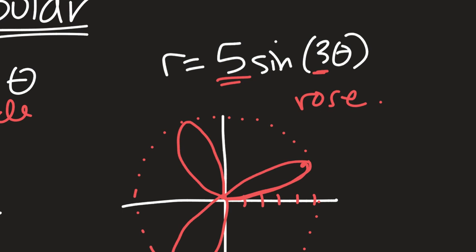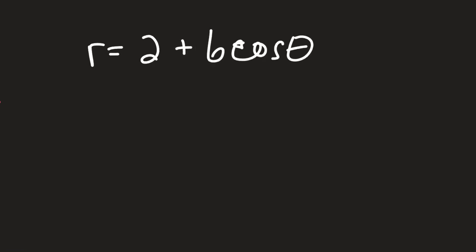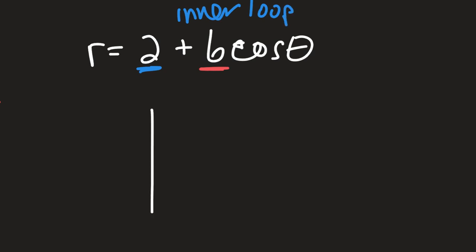And then the last type of polar that we talked about were limacons. And if you have a smaller number, if the b value is greater than the a, right, the number next to cosine, then we have yourself an inner loop. Okay, so we had all these different things to look at, our inner loop.